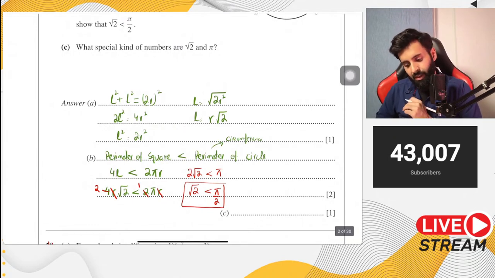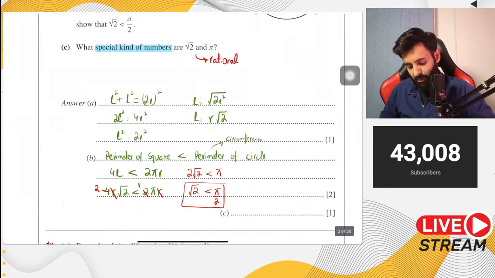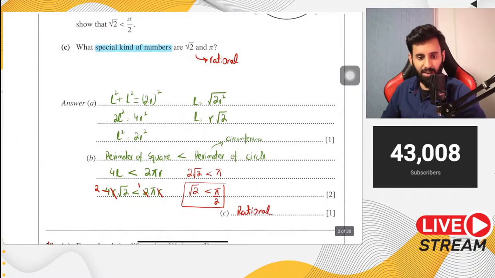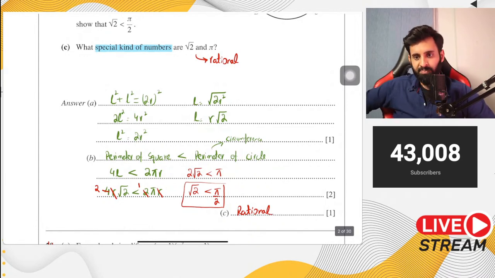Then part C. What special kind of numbers are root 2 and pi? So root 2 and pi are basically, remember, rational numbers. Now, what are rational numbers? Rational numbers are numbers that cannot be expressed as a fraction of two integers. And since you can't express pi or under root 2 as a fraction of two integers, that is why these two are rational numbers.